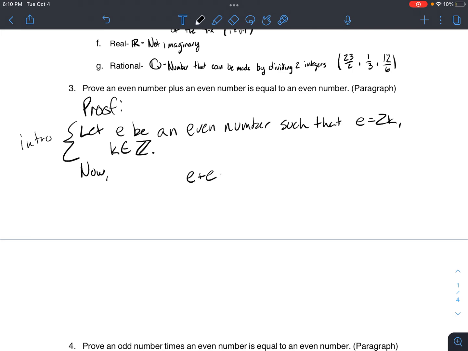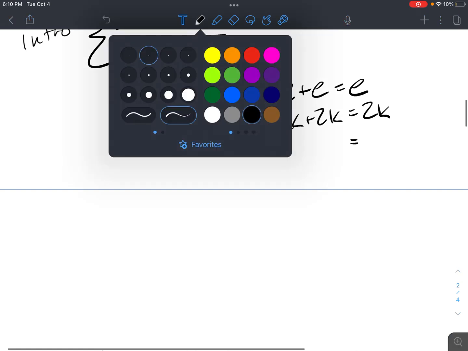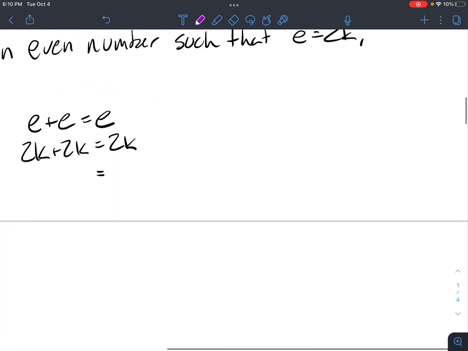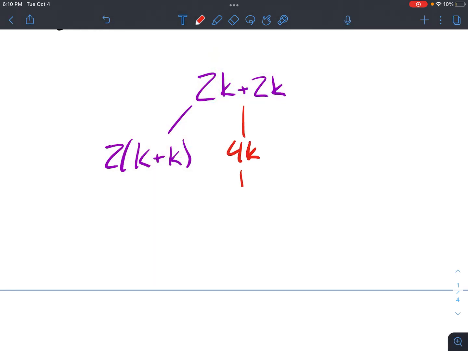So now we want even plus even is equal to even. So that's 2k plus 2k is equal to 2k. What we do now is we can do one of two things. We could factor out, well, let's write our options off to the side. So if we have 2k plus 2k, we could factor out the 2. We can go to 4k, and this then goes to your 2 times 2k.